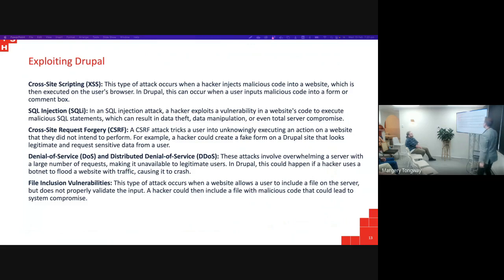Drupal can be exploited, the most common one, 99%, is SQL injection, but there's also denial of service, distributed denial of service, file inclusion, and cross-site scripting. SQL injection is a really interesting one. We'll talk about that. We'll show some slides, and I'll talk about the denial of service one because that's my favorite one. This one here.